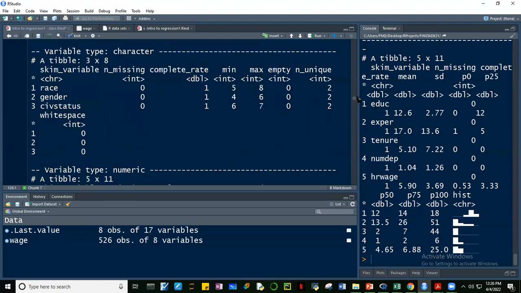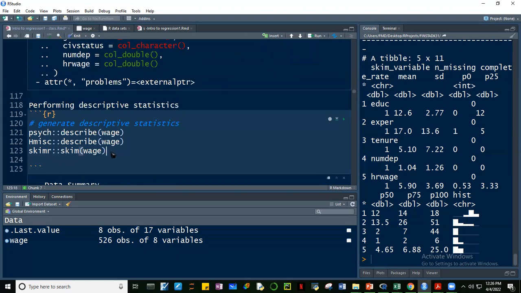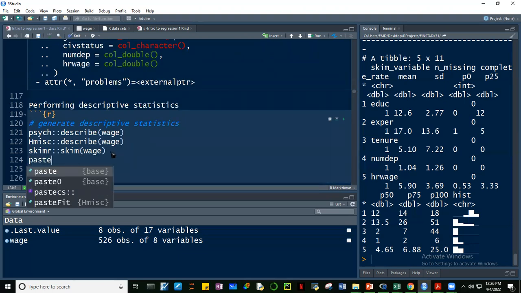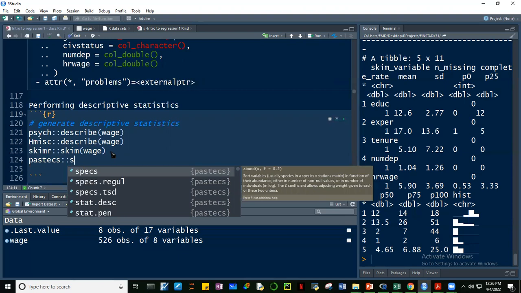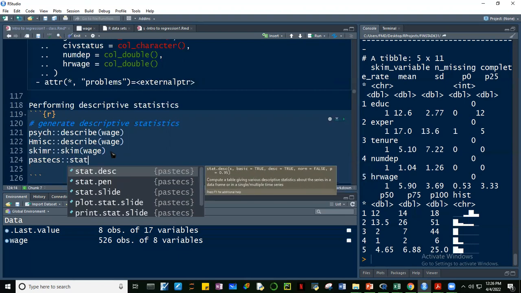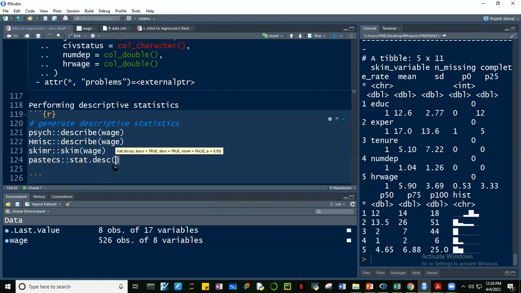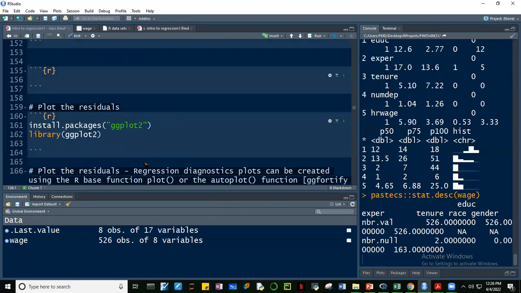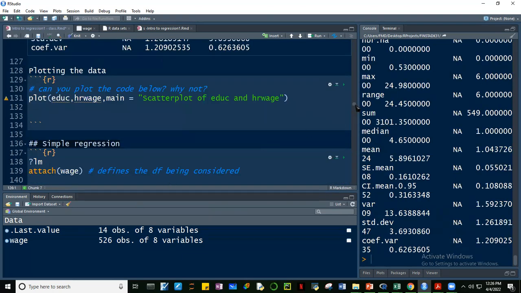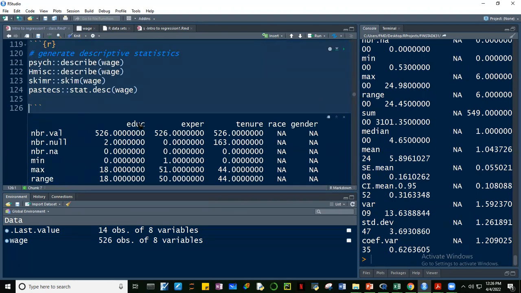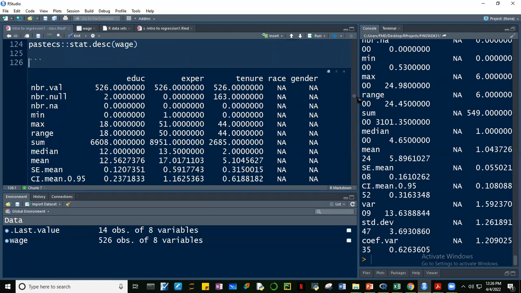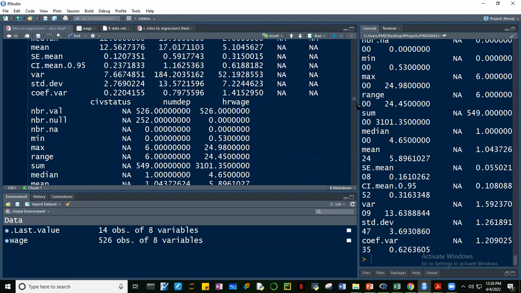Alright, and then lastly guys, maglagay tayo dito ng pastecs package. And then we can use the stat.desc function on wage. This will give us also some summary statistics. Okay. Ito yung mga variables natin written along the columns. Okay, civil status, number of dependents, hourly wage.